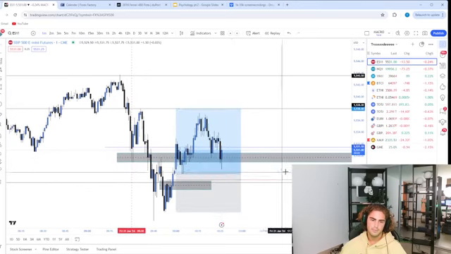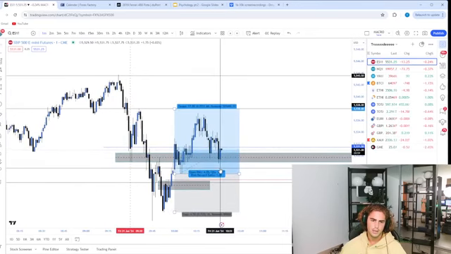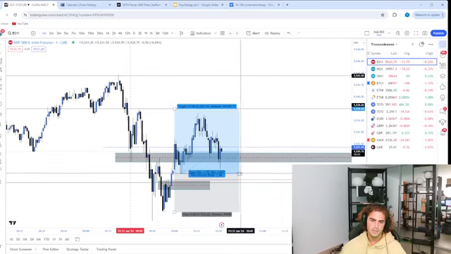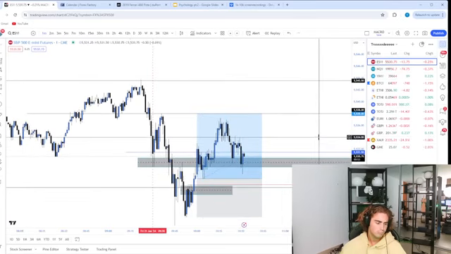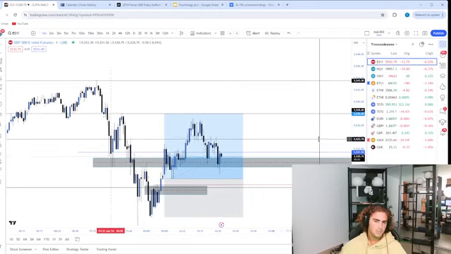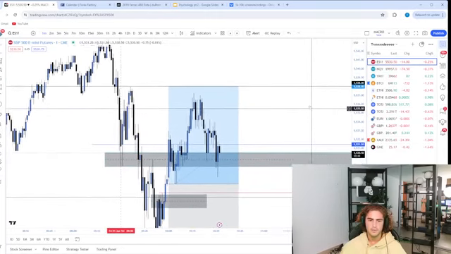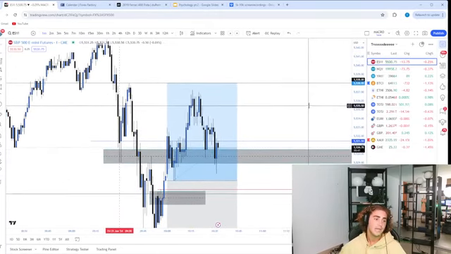So yeah, the rest, I don't know why I got stopped out at break even. My entry was a little bit lower than that. A little bit peculiar, but whatever. But yeah, that's pretty much it. Trade recap done for today.